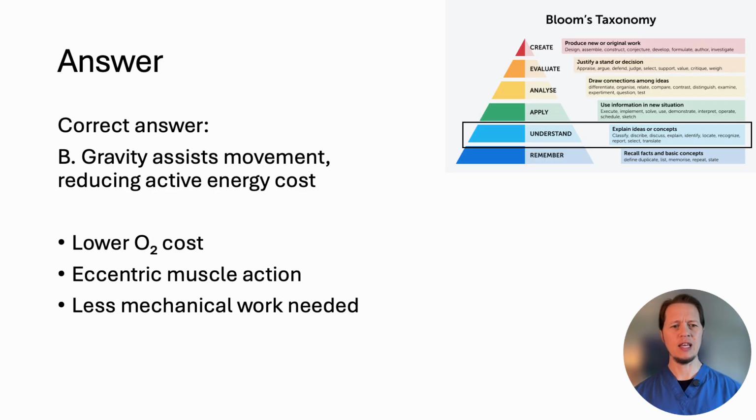Hopefully you figured out the answer here. Yeah, it's B. So downhill motion minimizes that metabolic cost to a certain degree due to that gravitational assistance. It's allowing you to go down a little easier.